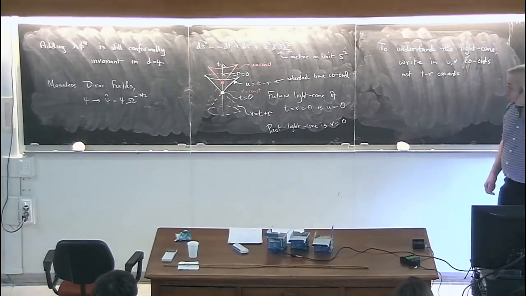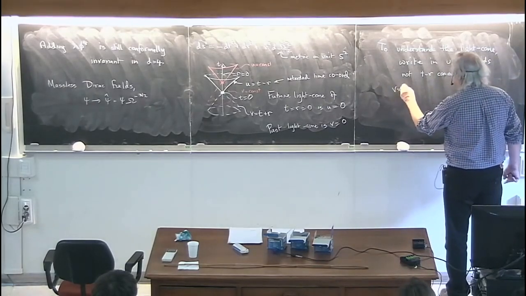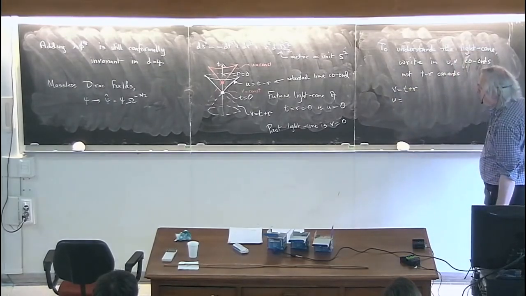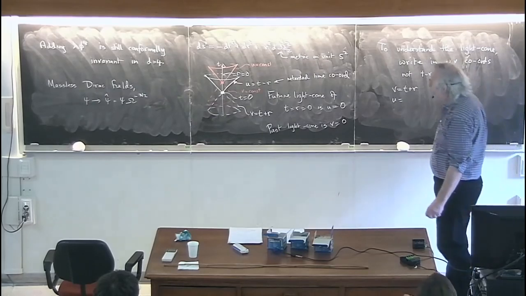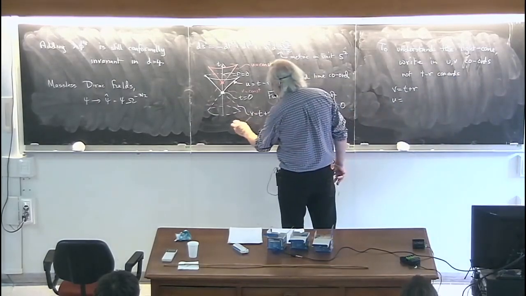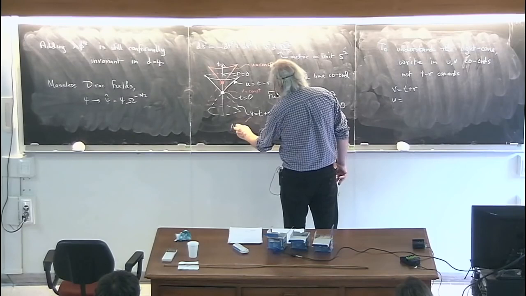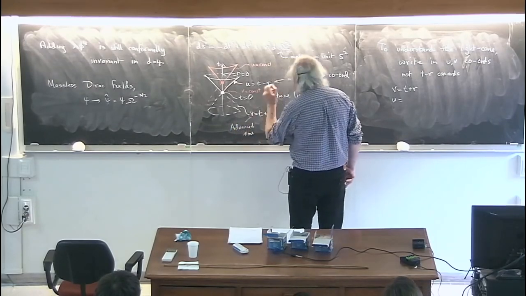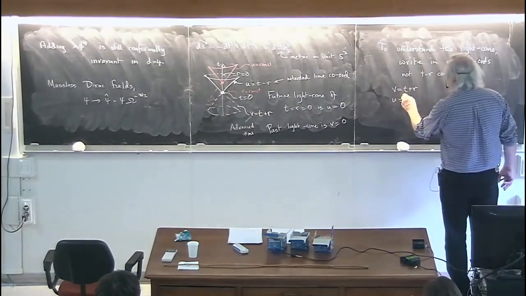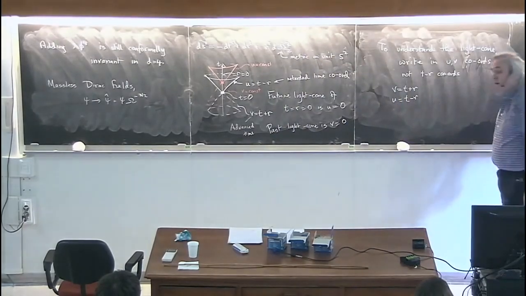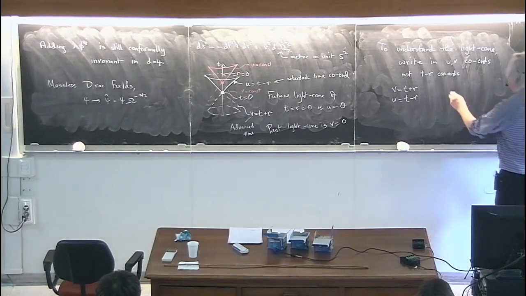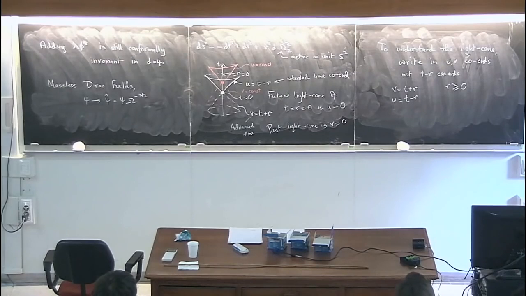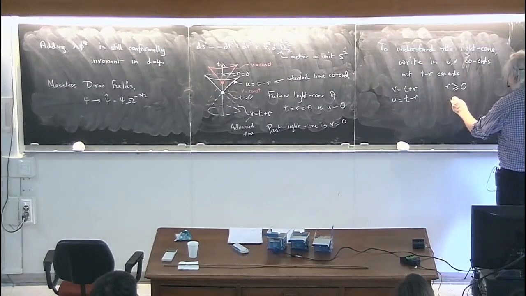So let's adopt this policy. v is going to be t plus r, advanced time, and u is going to be t minus r. But remember that r is greater than or equal to 0, and therefore v is always greater than or equal to u.